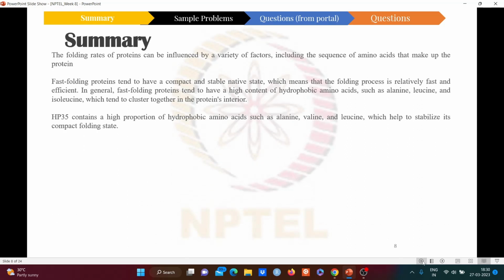One example of a fast folding protein is the Villin headpiece subdomain, that is HP35, which folds into its native state in just a few microseconds. HP35 contains a higher proportion of small hydrophobic amino acids such as alanine, valine, and leucine, which help to stabilize its compact structure.